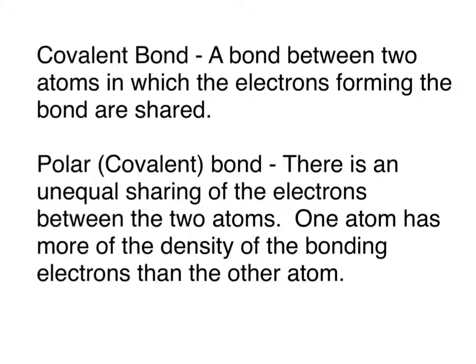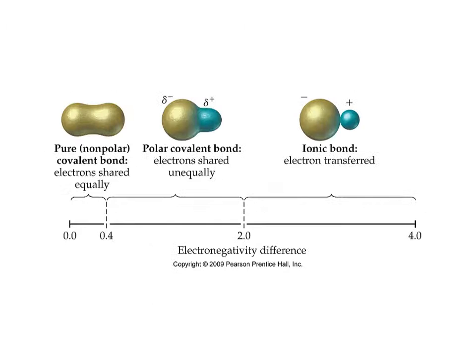The difference between a covalent bond and a polar covalent bond is that in a polar covalent bond, there's an unequal sharing of the electrons between the two atoms. One atom has more of the electron density of the bond electrons than the other atom. And that's the difference between the two, and we're going to try to understand how to determine whether or not a bond is polar or not in the following slides.